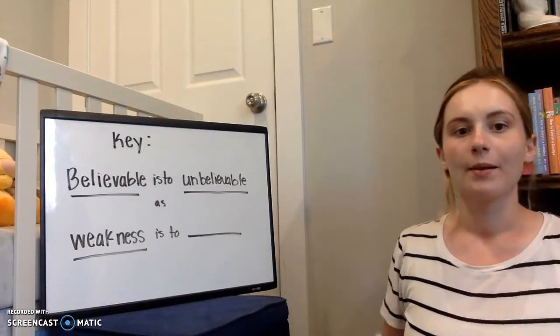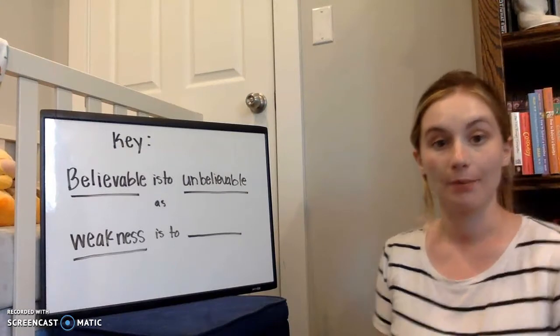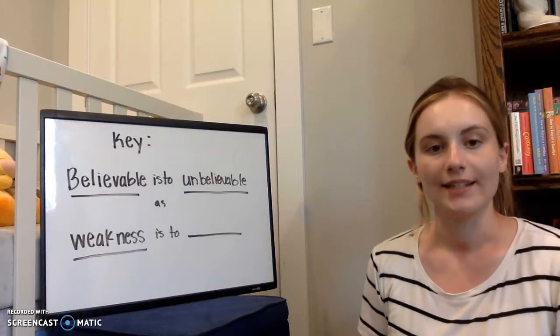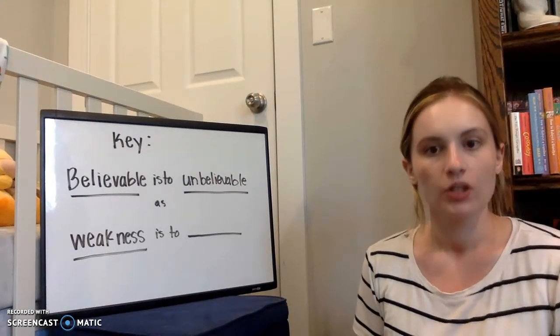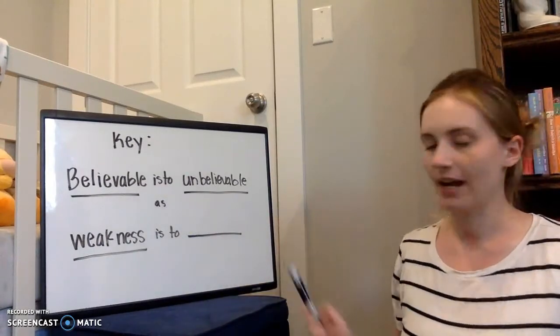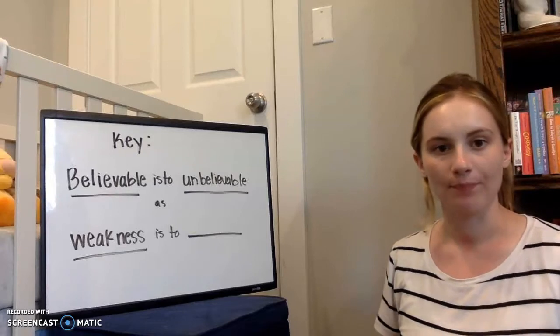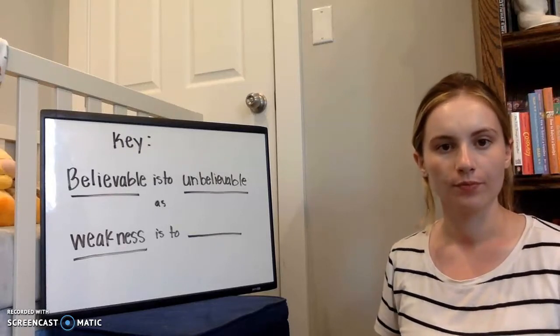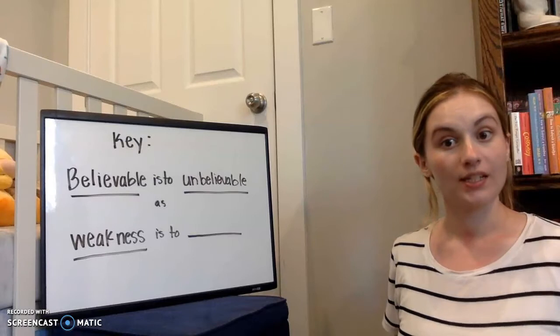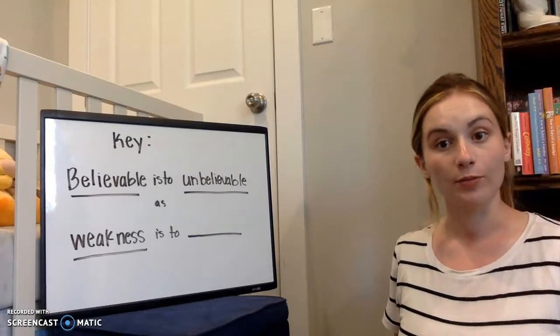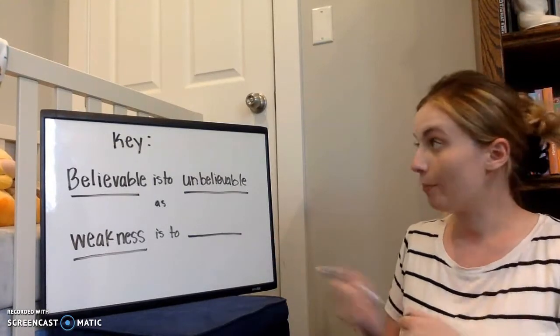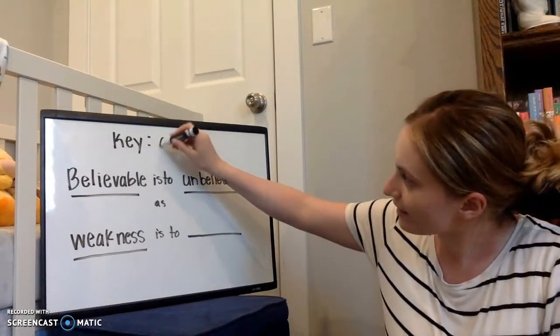Last one. Believable is to unbelievable, as weakness is to what? So what's my key? How are believable and unbelievable connected? How are they similar? What is the same? They look like they're opposites to me. Believable and unbelievable are opposites of each other. So my key must be antonyms.